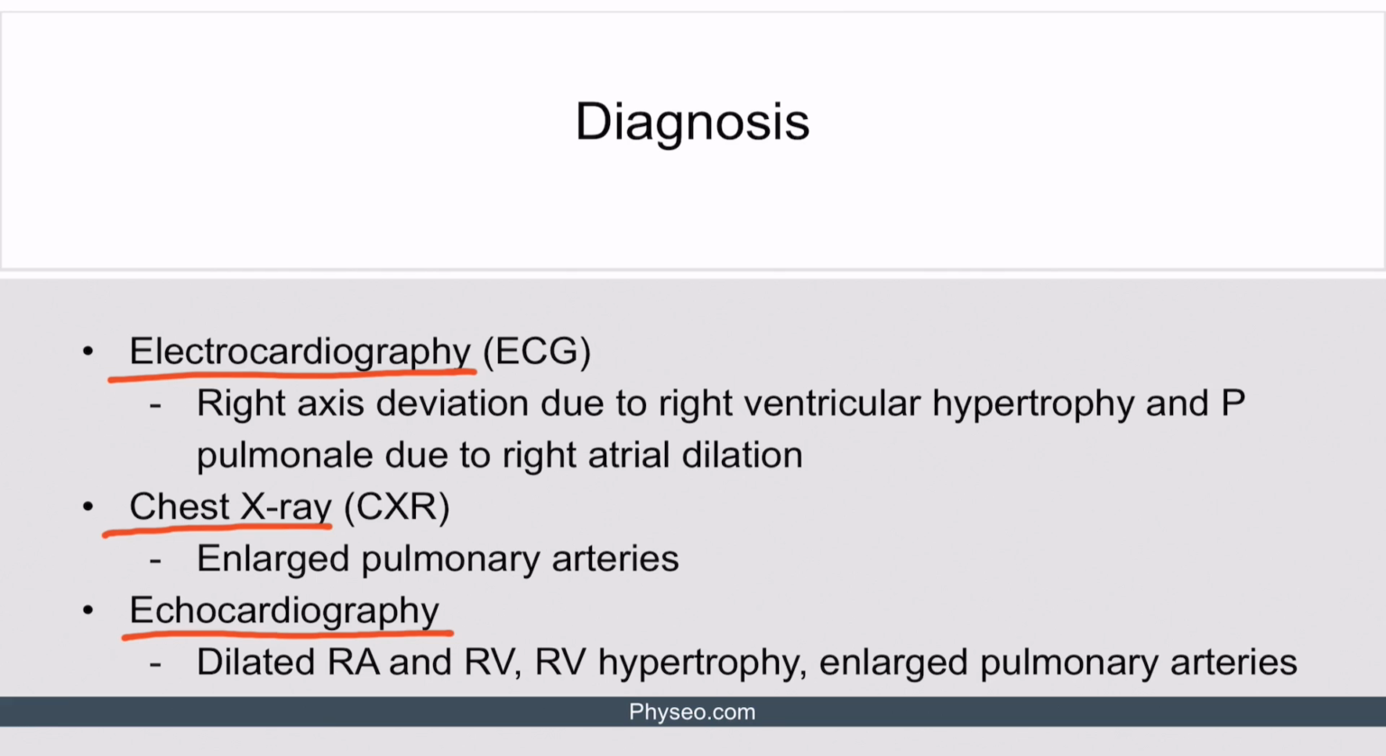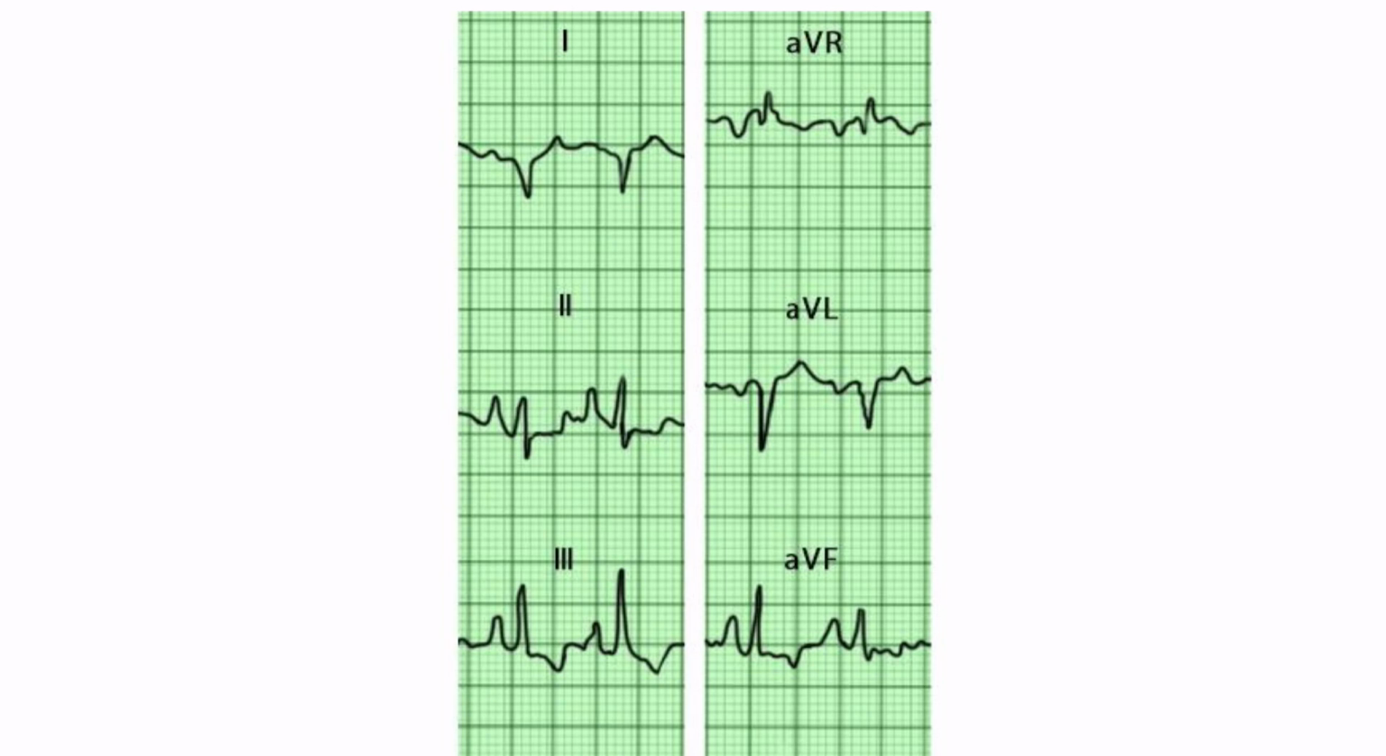Echocardiography will show a dilated right atrium and ventricle, right ventricular hypertrophy, and enlarged pulmonary arteries. Here we have an EKG showing right axis deviation and P pulmonale. Please note the QRS complex is negative in lead 1, positive in lead aVF, indicating right axis deviation. P pulmonale are these peaked P waves caused by right atrial dilation.